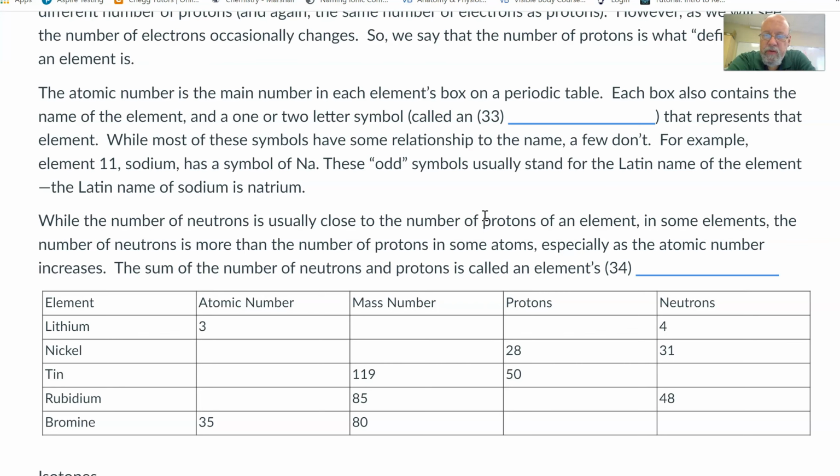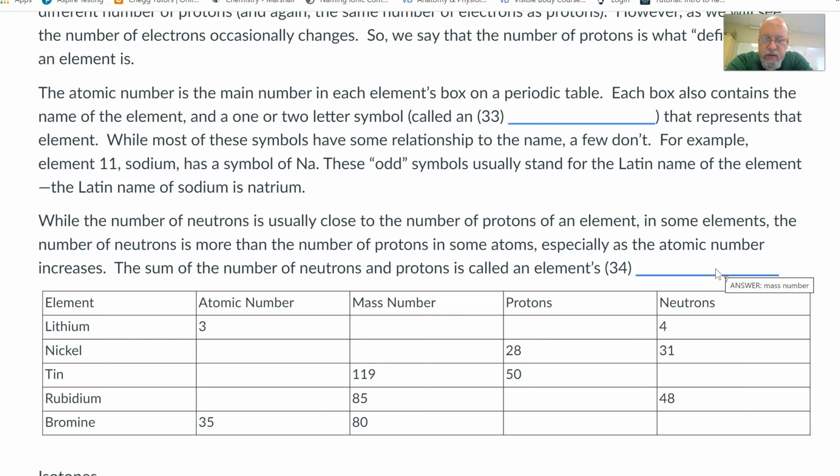So while the number of neutrons is usually close to the number of protons in an element, in some elements, the number of neutrons is more than the number of protons, especially as the atomic number increases. And we're going to call the sum of the numbers of neutrons and protons something special. We're going to call that the mass number. Okay, the mass number is the total number of neutrons and protons, and protons, again, remember, is the atomic number.